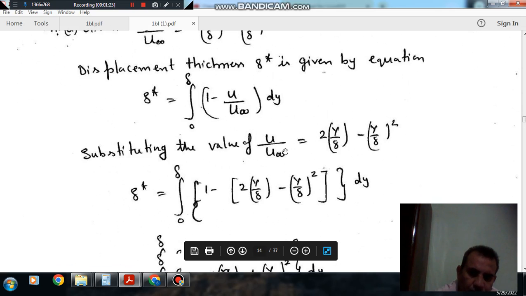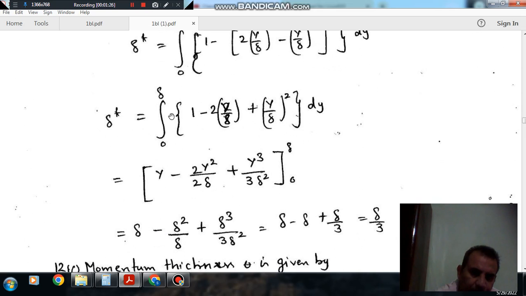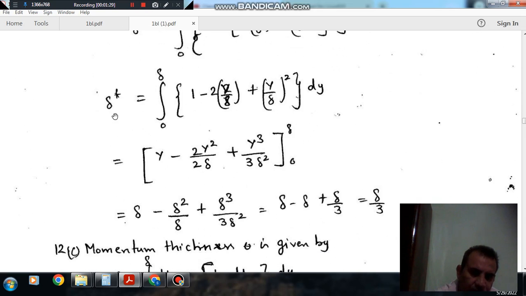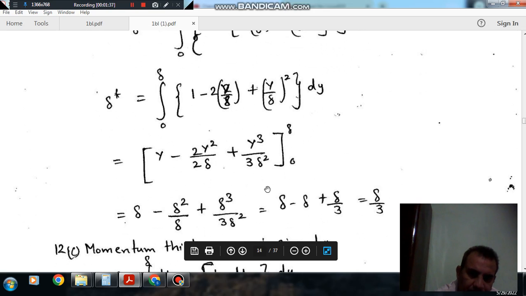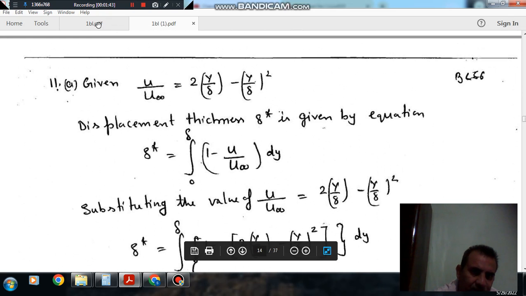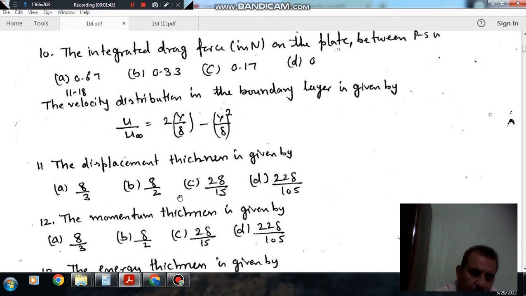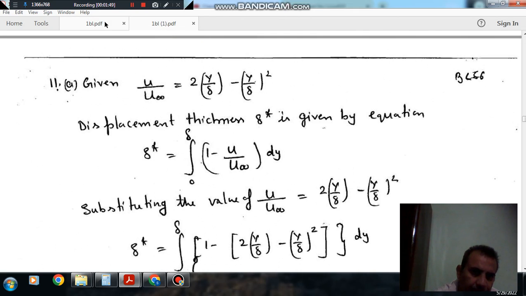Okay. So if we integrate it and put the limits 0 to delta, we can find out the displacement thickness. That will be y minus 2y square by 2 delta plus y cube by 3 delta square, and if we put the limit, then we get delta star as delta by 3. So displacement thickness is delta by 3. So the answer to question number 11 is option A.